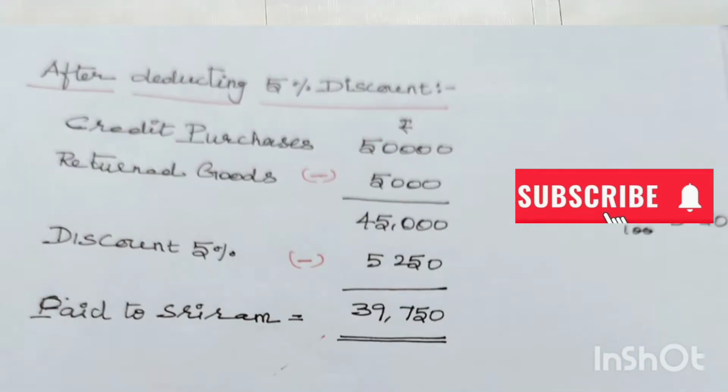So you have to calculate for the 5% discount, and only then pay the money to Sriram. What is the calculation? You have to make the calculation. You take the previous two transactions. What are they? From the first transaction onwards, you have to make the calculation.